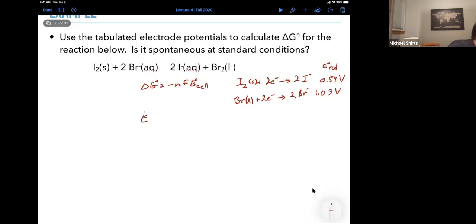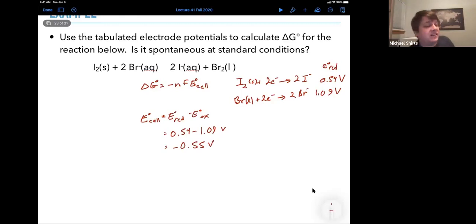So E, that's a weird place to put the standard state symbol. Let's put it where it belongs. E cell is going to be E reduction minus E oxidation, and that is 0.54 minus 1.09 volts, which is minus 0.55 volts. Right away, we notice that it's not spontaneous.